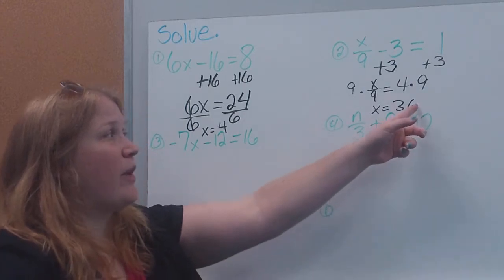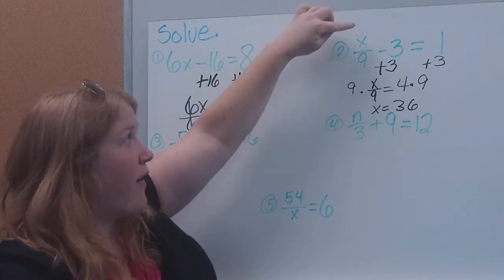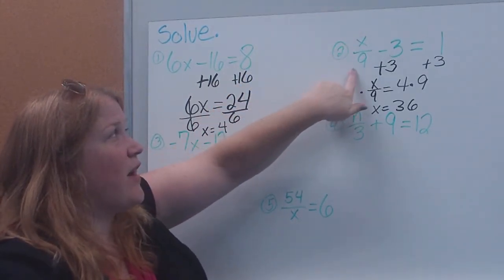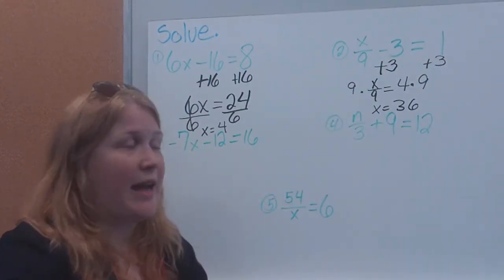And again, we can go back, we can check it. Plug your 36 in here, and then we follow the proper order of operations. So I would divide first. 36 divided by 9 is 4. 4 minus 3 is 1, so my answer checks out.